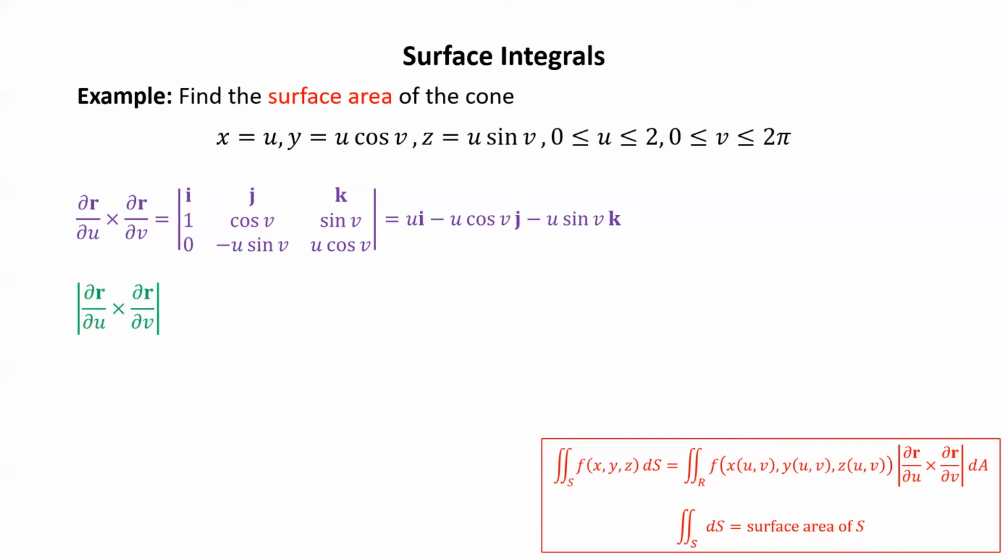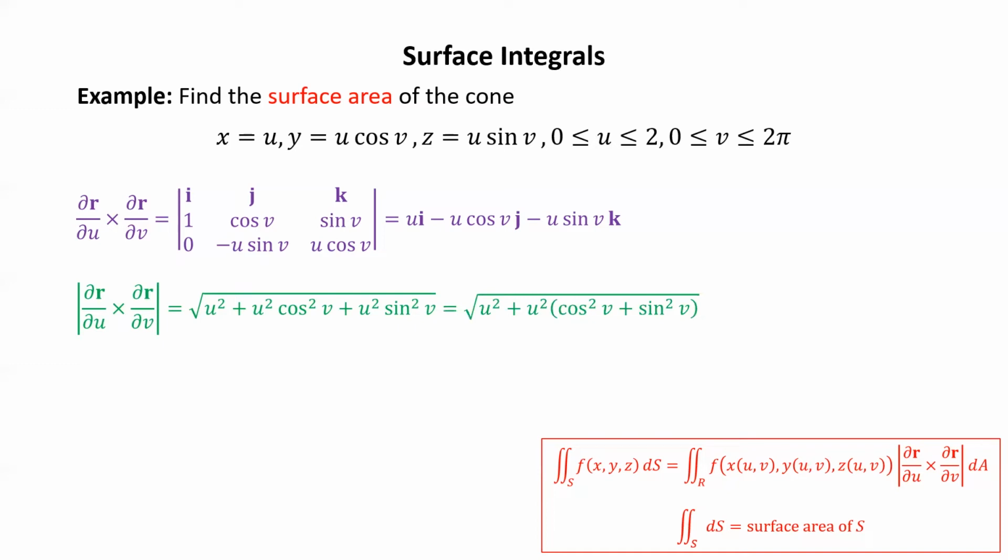Now let's take the length of this cross product. So we add up the squares of the components and take the square root. So we have under the square root u squared plus u squared cosine squared v plus u squared sine squared v. We could factor out a u squared from the second and third terms.